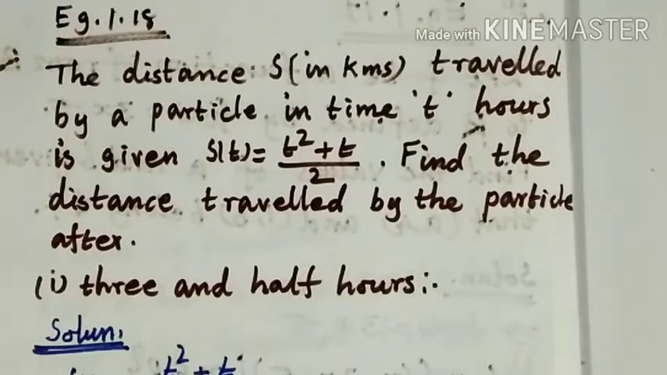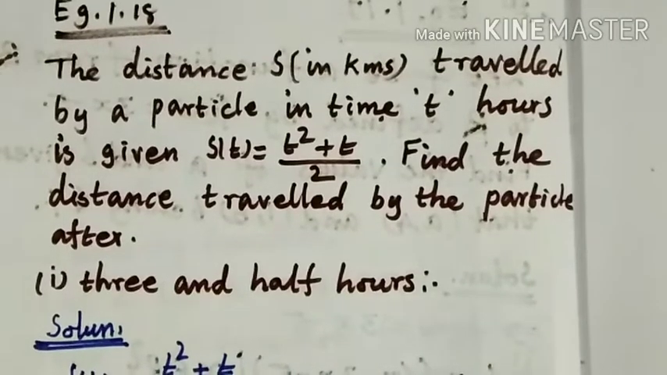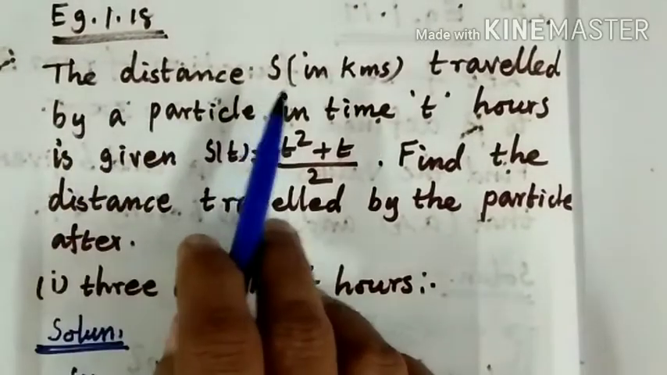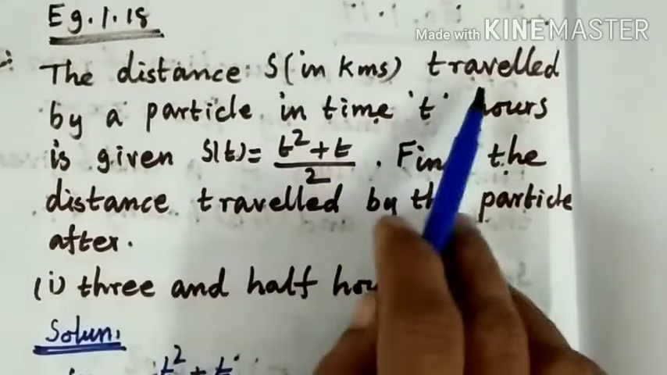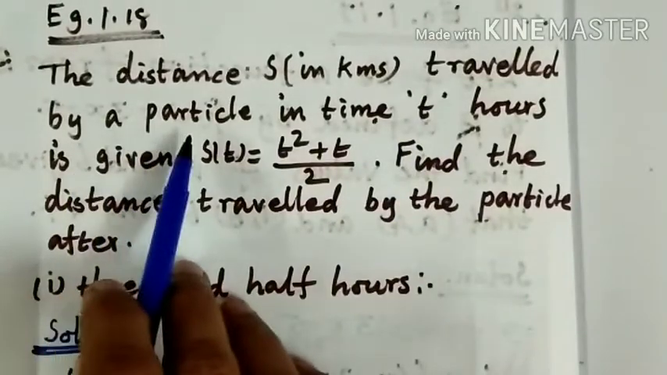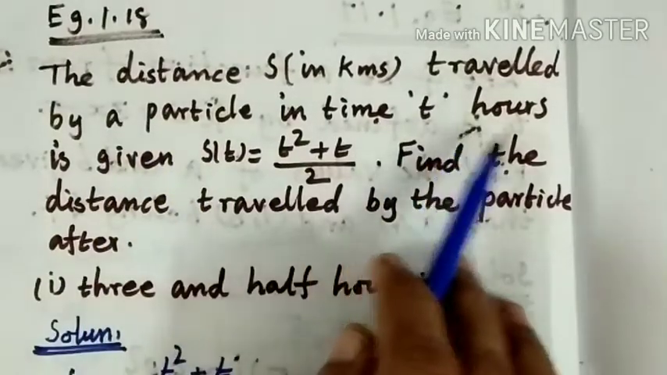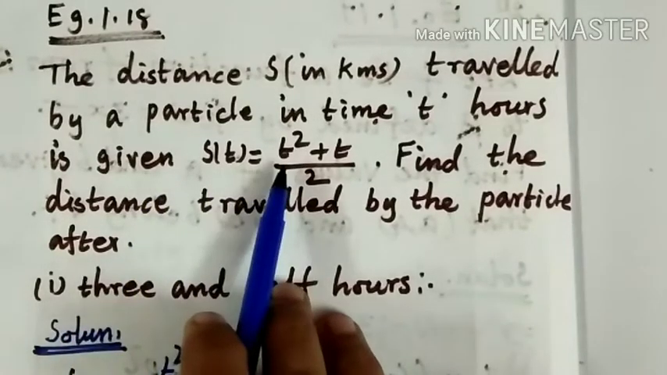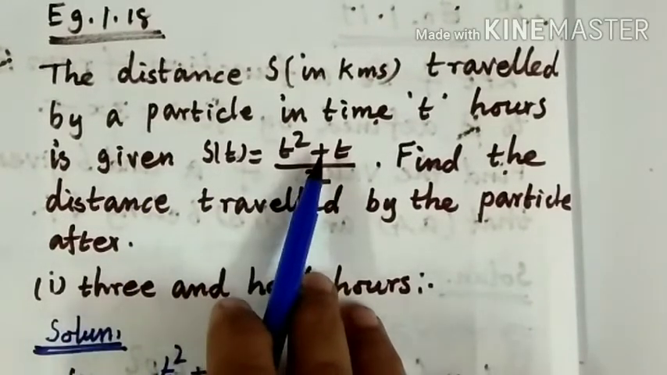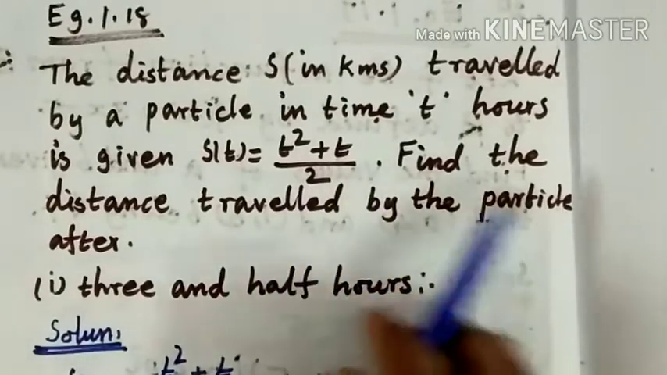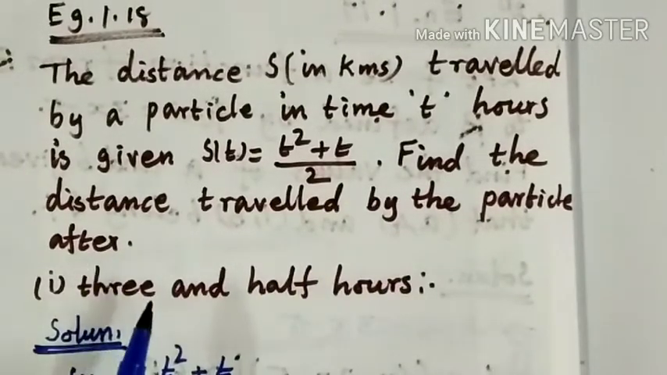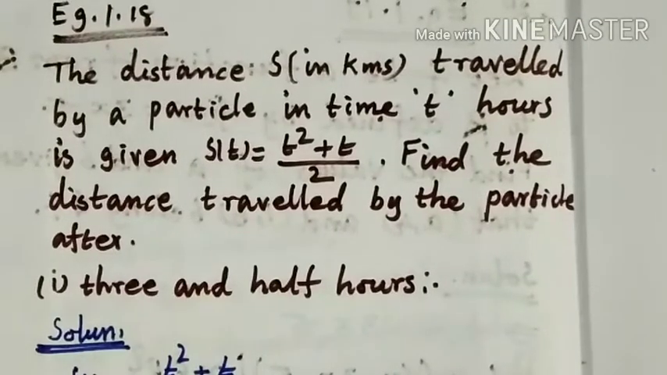Now, we move on to the next example 1.18. See the question. The distance s in kilometers travelled by a particle in time t hours is given by S of t equal to t squared plus t by 2. Find the distance travelled by the particle after 3.5 hours.